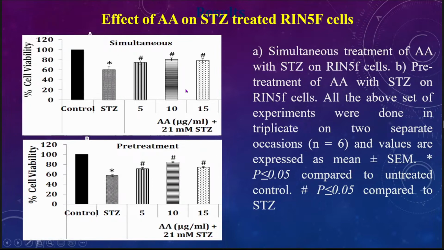I'm not showing those slides, but we also looked at several other chemicals like 4-alpha phorbol, then diphenylhydantoin, and certain anti-cancer drugs like doxorubicin. And there also we found that they all decrease the survival of pancreatic beta cells, and they are protected by simultaneous or pre-treatment with arachidonic acid, suggesting that arachidonic acid seems to have a cytoprotective action.